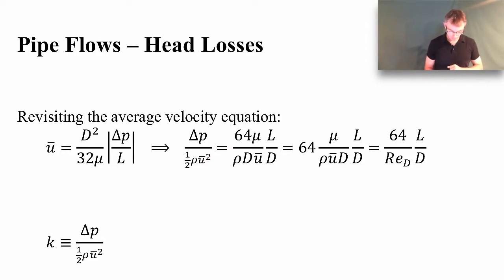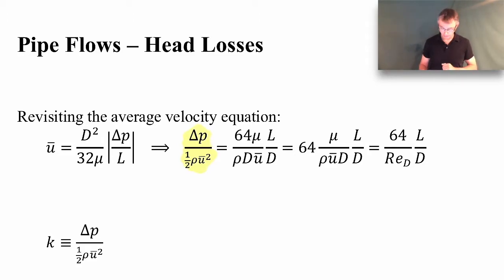And if I just rearrange this equation, it'll look like this. So this is just rearranging the equation. And what you'll see here is, let me just rewrite that one other way here. What you see is that you get this grouping of terms, rho u bar D, all over mu. Well, we know that that's like 1 over the Reynolds number. Okay?